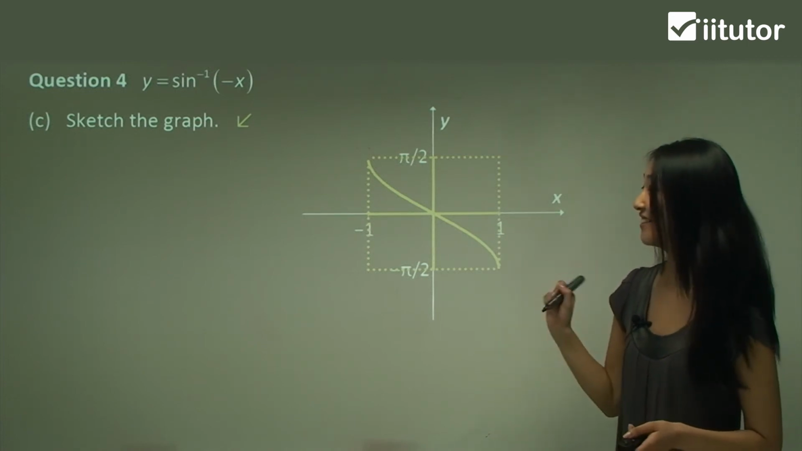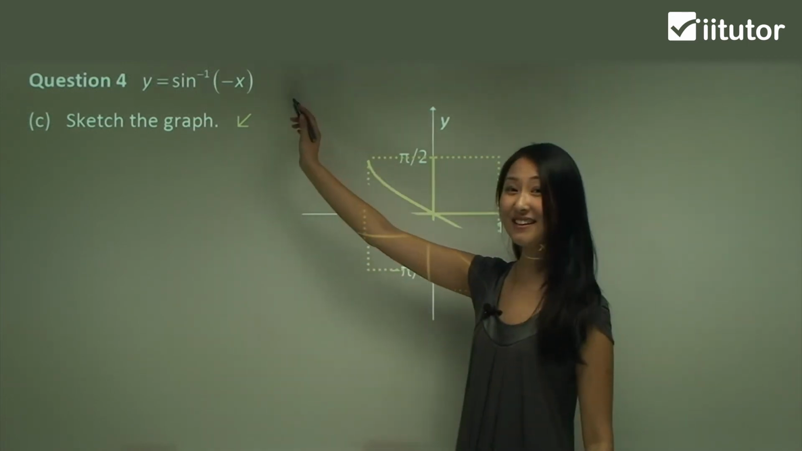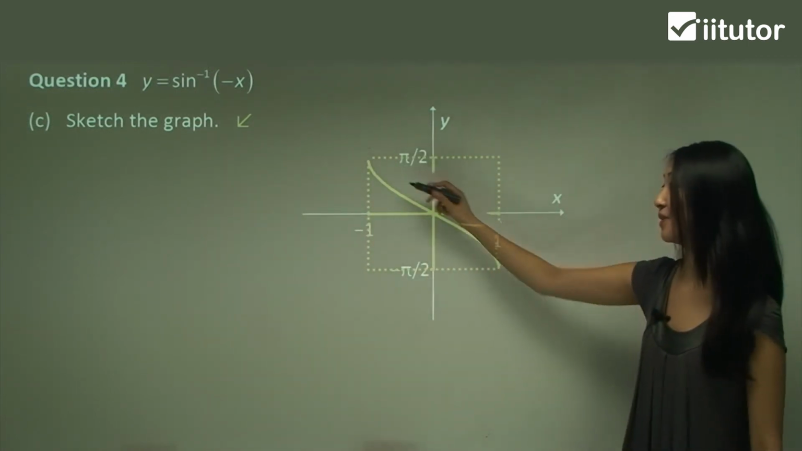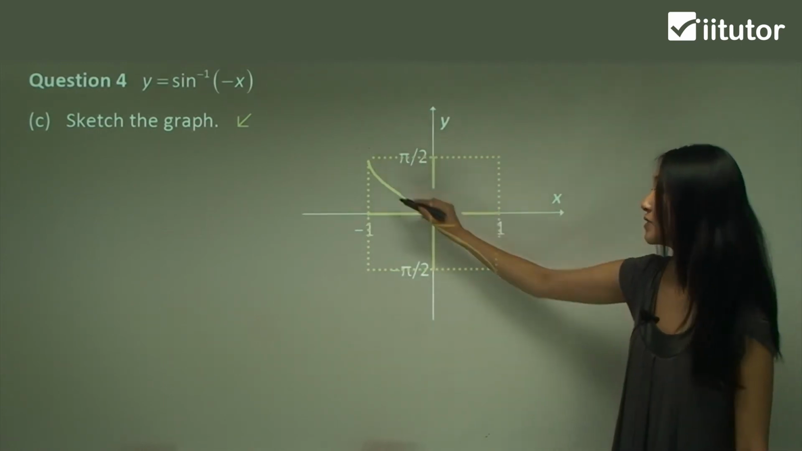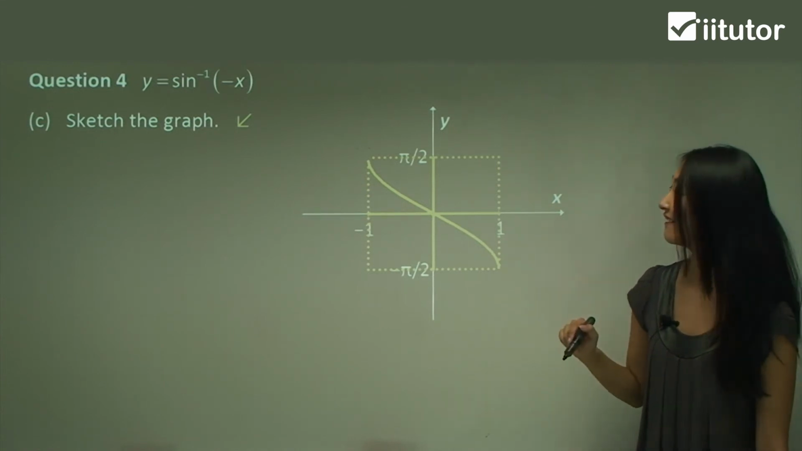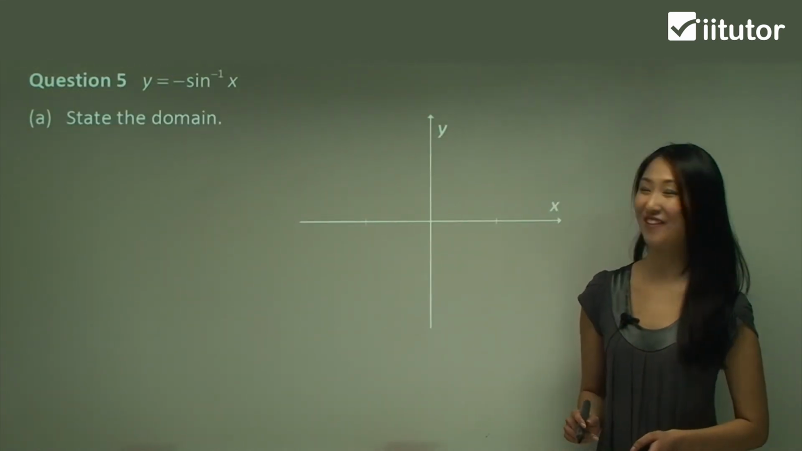All right, and the other important thing is negative x, right? Always draw the curve with a flip. So instead of this, you always draw the opposite of that. Great. All right, let's have a look at question 5 here.